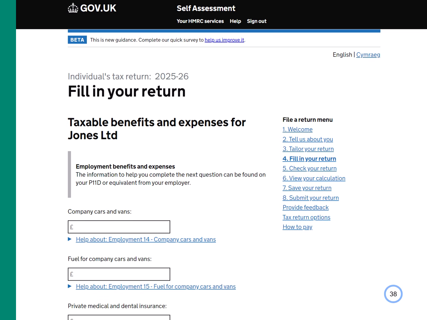This is the page for you to enter your taxable benefits and expenses payment from your employer. There are boxes for each type of taxable benefit you may have received. If the benefit doesn't apply to you, leave the box blank. As we mentioned earlier, the information to complete this page is on your P11D. However, please remember, if your employer dealt with all your taxable benefits through payroll, you won't have a P11D and don't need to fill in this page.